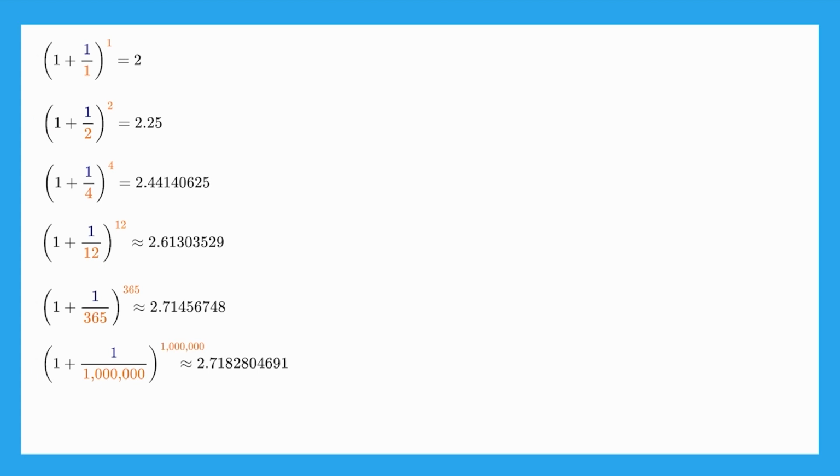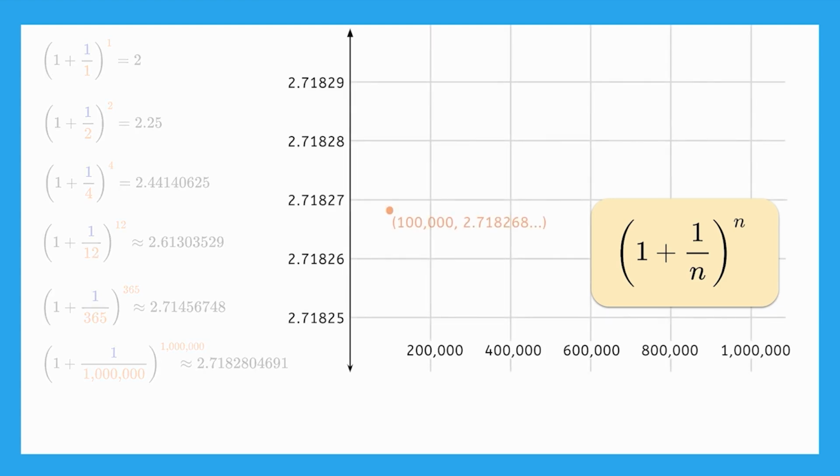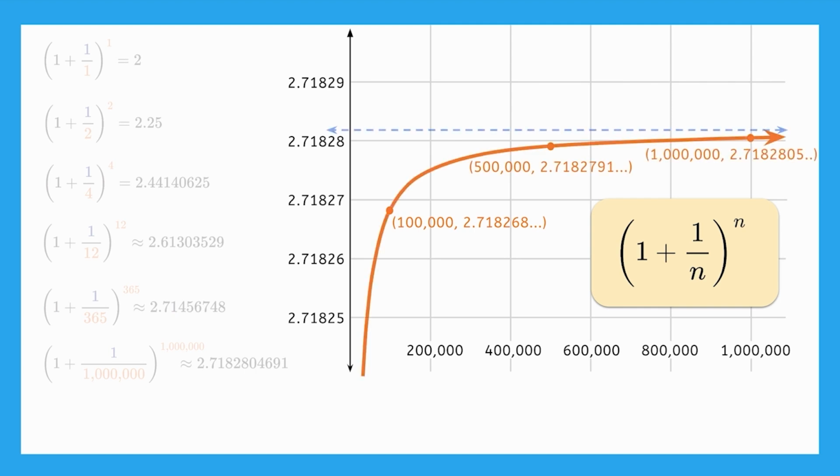Let's forget about the 1 in front since it's not really affecting the values of the expressions. As n gets larger and larger, the expression 1 plus 1 over n to the power of n seems to head toward a specific value. If we graphed this expression as a function of n, the curve will show a horizontal asymptote just slightly above 2.71828.